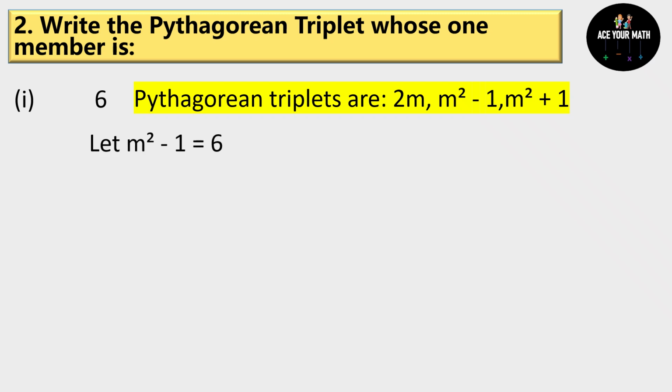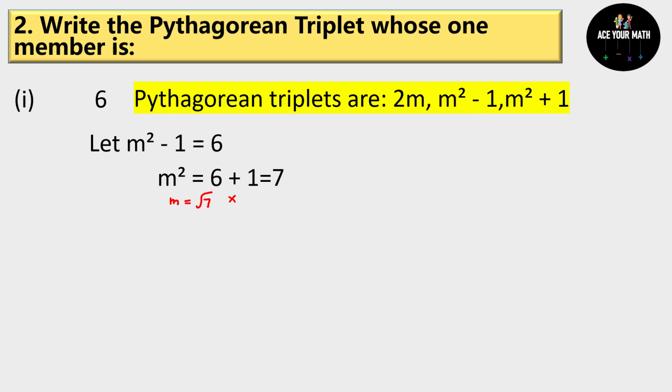You can take 2m equal to 6, or m square minus 1 equal to 6, or m square plus 1. You can start from anywhere. I am taking m square minus 1 as 6. Now when you find m square, it will give you 7. You need m. See, when m square is 7, how will you find m? M will become root of 7. Root of 7 will not give you any integer value. It means you can't assume this.